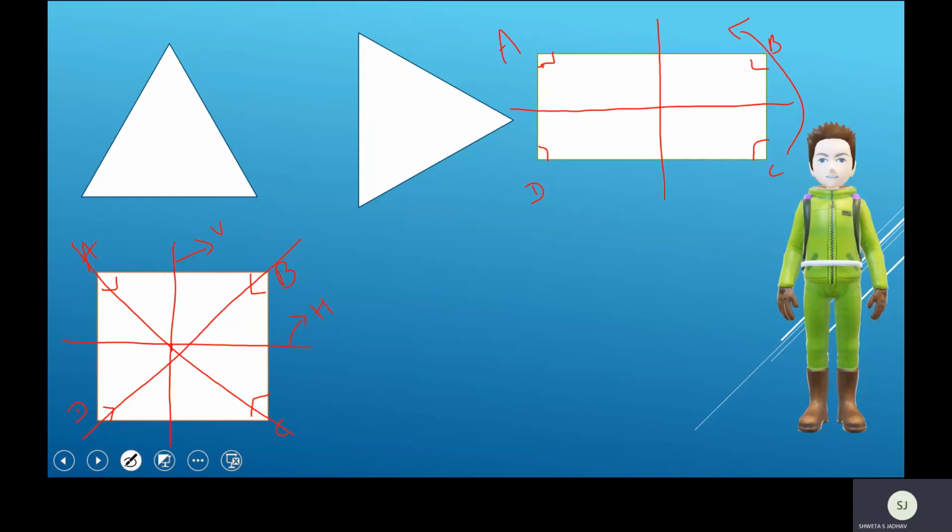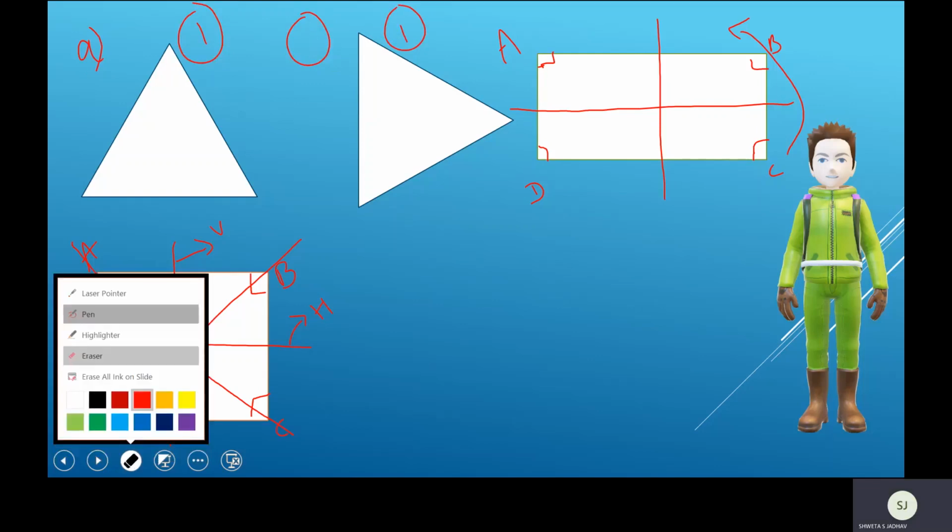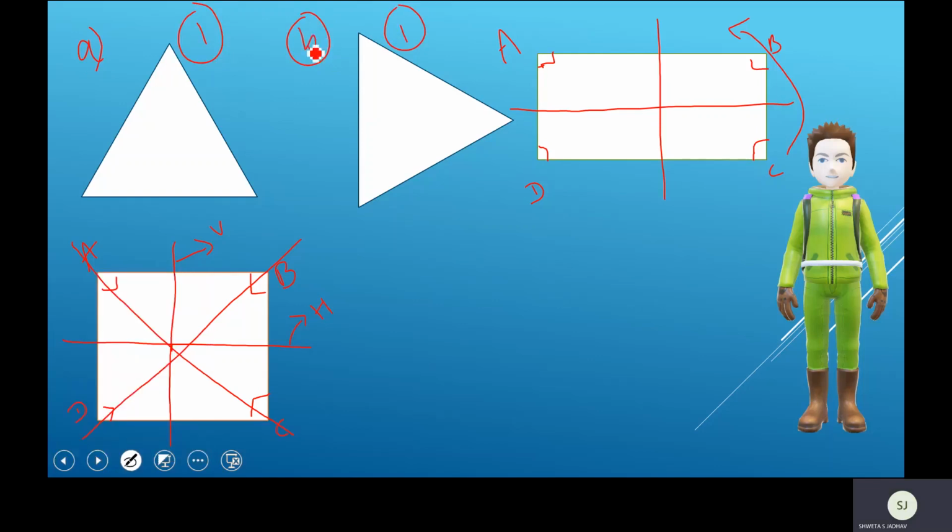Now, can we have any other figure which has more than two lines of symmetry? Because in the first isosceles figure, we got only one line of symmetry. In figure 2, we had one line of symmetry. In figure B, then in figure C, how many lines of symmetry did we get? 2. And figure D, how many did we get? 1, 2, 3, 4. 4 lines of symmetry.